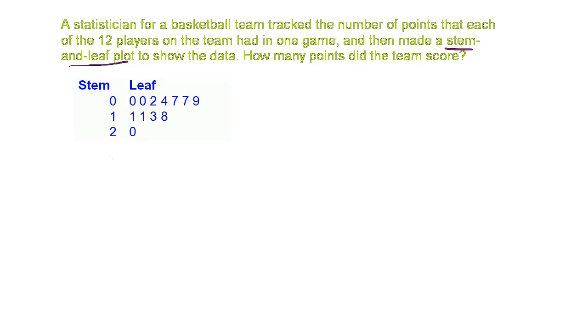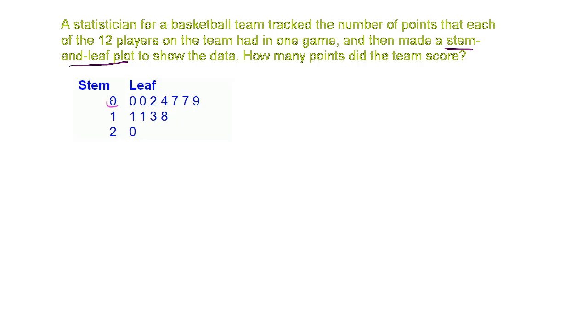What's useful about this is it gives a distribution of where the players were. You see that most of the players scored points that started with a 0, then a few more scored points that started with a 1, and only one scored points that started with a 2, and it was actually 20 points. So let me write down all of this data in a way that maybe you're a little bit more used to understanding.